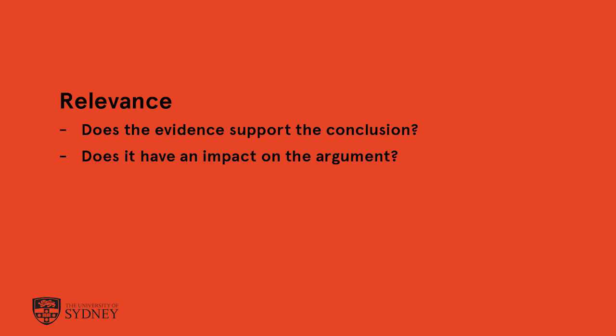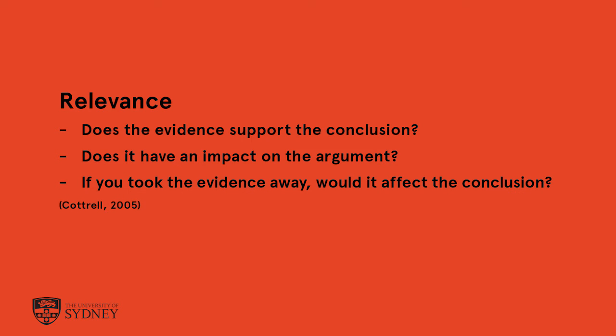Finally, the aspect of relevance and irrelevance needs to be considered. Does the evidence support the conclusion? Does it have an impact on the argument? Another way of asking this question is, if you took the evidence away, would it affect the conclusion? If the answer is no, then the evidence may not be relevant. We hope these criteria can help you in assessing both your own and others' evidence. In the next lesson, we'll move on from evaluating evidence to looking at evaluating the logical progression of the argument.